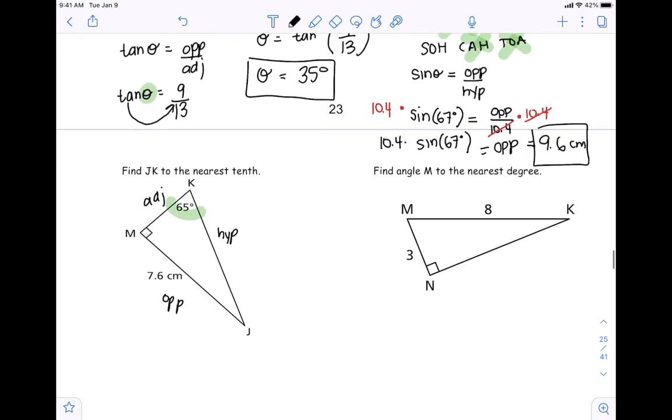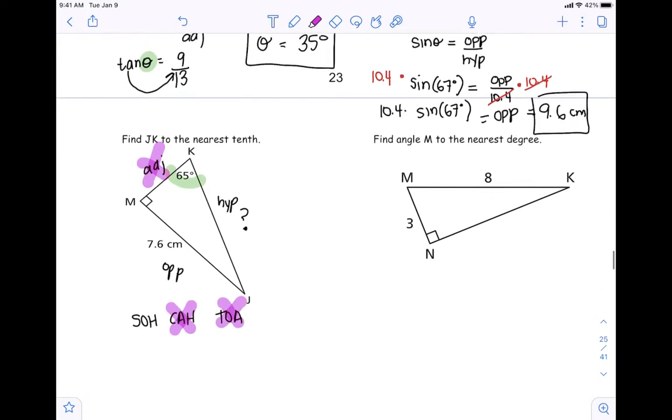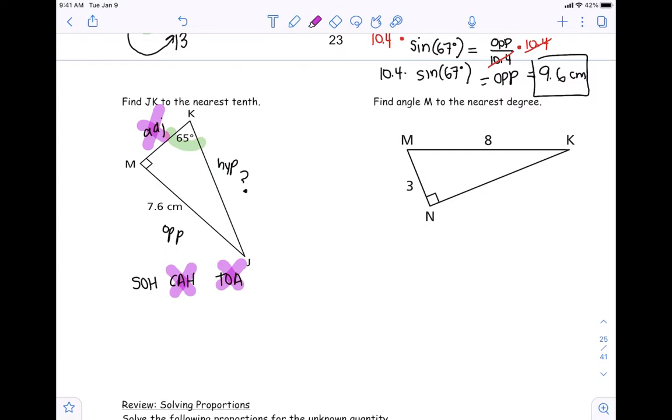In this case, they want us to find JK. So we want to find JK, which is the hypotenuse. That's what we don't know. What we don't care about in this situation is the adjacent side because there's no number given and we don't need to solve for it. So you can ignore adjacent. So CAH, TOA: I'm going to ignore CAH because it has an A in it, and I'm going to ignore TOA because it has an A in it. I don't have a number there and I don't want to solve for it.